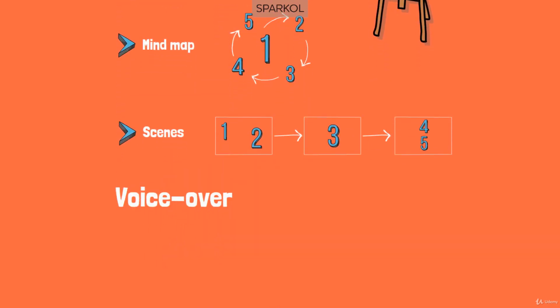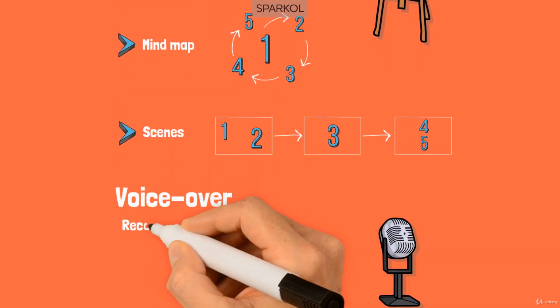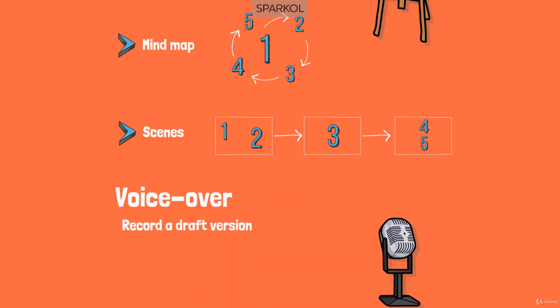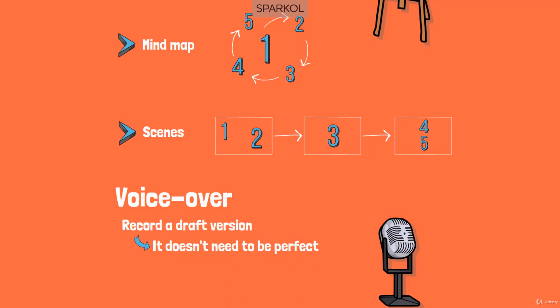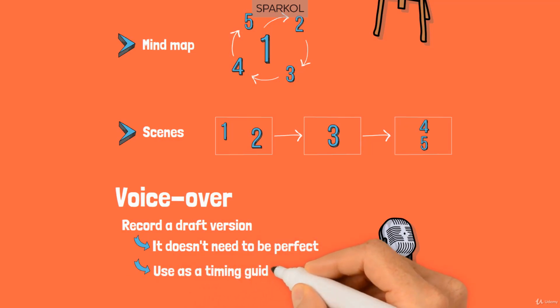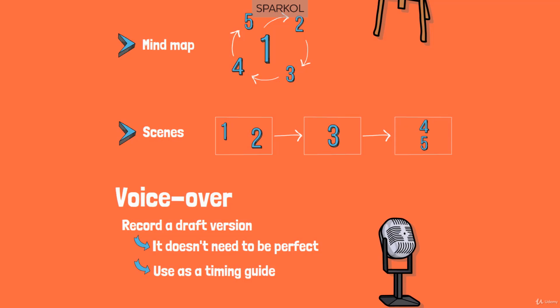In most cases, we recommend you record a draft version before you even start building your scribe. This will give you a good idea of how long your video will be, and also how long each of the sections or scenes will take. Don't worry about getting it perfect at this stage, as you may well end up redrafting your script once you start building the scribe, but it will provide a really useful timing guide as you build your scribe. I'll be showing you how you can record your voiceover in the next section.